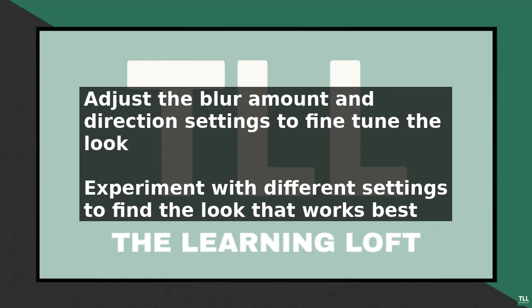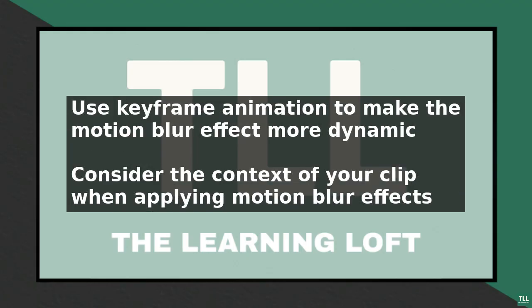For example, if you are applying motion blur to a clip of a car moving quickly, you will want to use a horizontal blur direction to emphasize the motion. On the other hand, if you are applying motion blur to a clip of a person jumping, you may want to use a vertical blur direction to emphasize the upward motion.